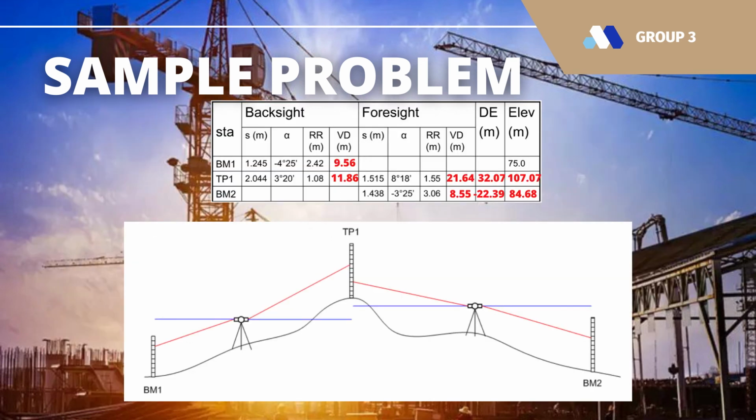So this is the illustration for the sample problem. As you can see, the blue line represents the difference of elevation, and the red line represents the vertical distance. And that would be all for stadia leveling.